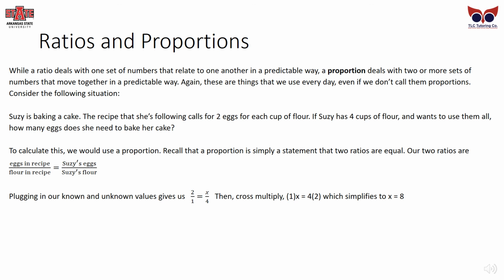Recall that a proportion is simply a statement that 2 ratios are equal. Our ratios are as follows. Eggs in recipe to flour in recipe equals eggs Susie has to Susie's flour. Plugging in our known and unknown values gives us 2 over 1 equals x over 4. Then we need only to cross multiply and divide to find 1x equals 4 times 2, which simplifies to x equals 8.